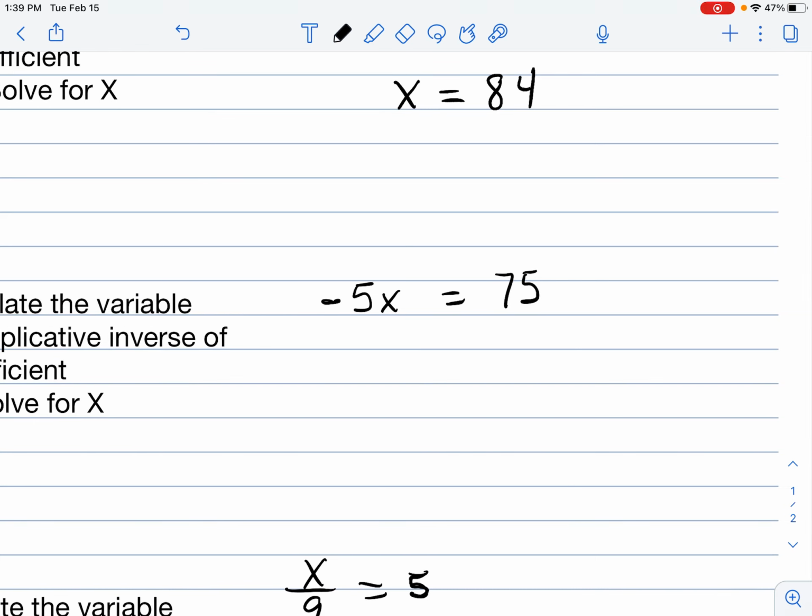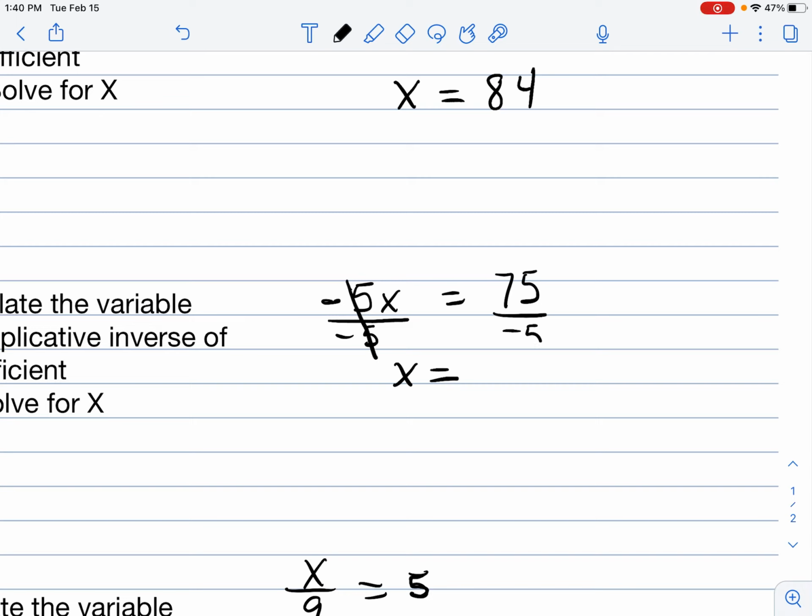Right, negative 5x equals 75. So here our coefficient is negative 5. The multiplicative inverse is a negative 1/5. So we're going to multiply by a negative 1/5, which is the same as dividing by a negative 5. Once again, those cancel out, and a negative divided by a negative is a positive. So that gives us a positive 1x.